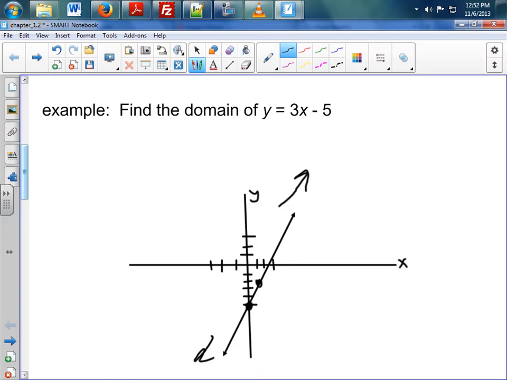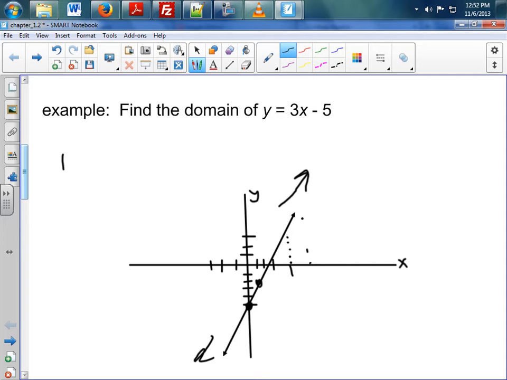What numbers, if any, are not included on this graph? Or put another way, is every x value at some point going to hit this line? If you draw up a value from here, does it hit it? Yeah. It will forever. That means every x value works.